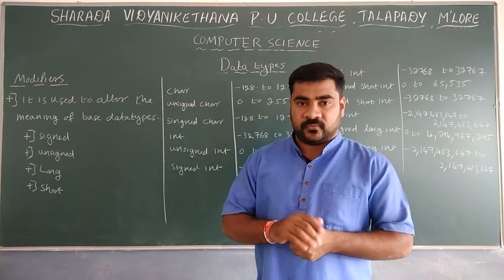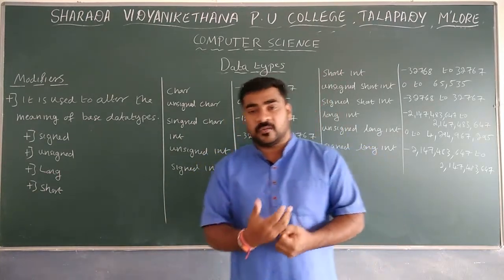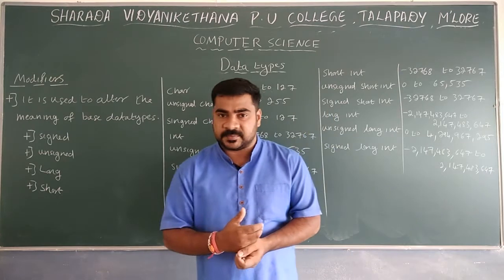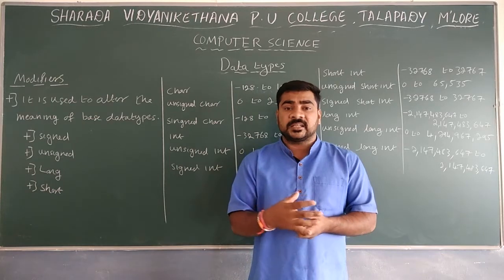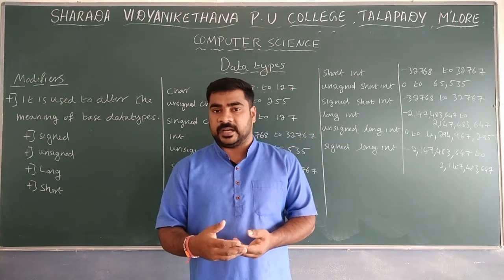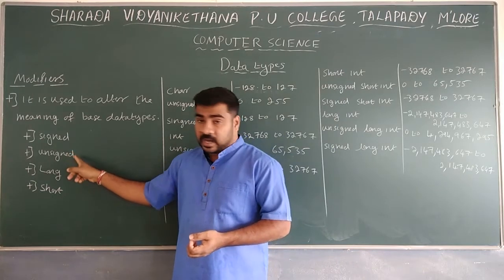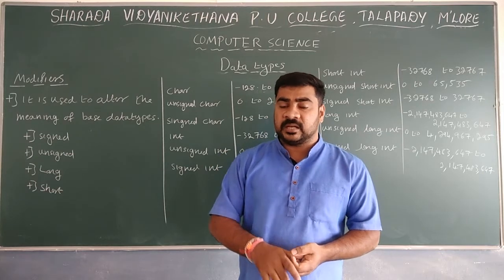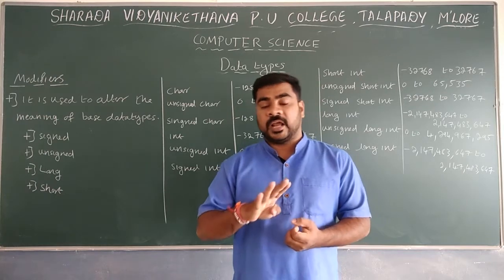Next are the modifiers. We already discussed the fundamental data types. So what is a modifier? A modifier is used to alter the meaning of the basic data types. The basic data types are integer, char, double, float and void. If you want to alter the meaning, such as the size or range, then we make use of modifiers. Mainly 4 types of modifiers are there: signed, unsigned, long and short.